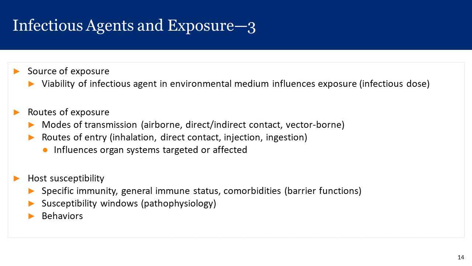Comorbidities can be important too, especially if they impact barrier functions. For example, a worker who has chronic rhinosinusitis may be more susceptible to infectious agents that target the respiratory system and upper respiratory system because the barrier functions within the nasal sinuses may be disrupted. And so it may be easier for that pathogen to gain entry and cause disease.